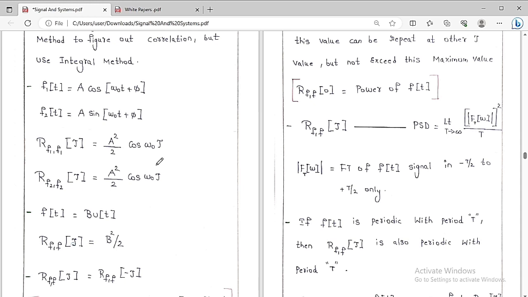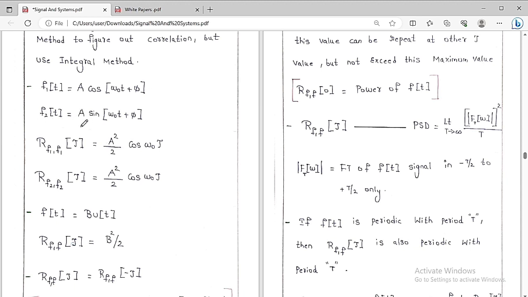Then if you want to find the autocorrelation of f1 with respect to f1, basically these are periodic signals, and I have already told you all periodic signals are power signals. So if you simplify, finally we get the autocorrelation of f1 with respect to tau equal to A squared by 2 cos of omega naught tau. This is the relation you have to keep in your mind.